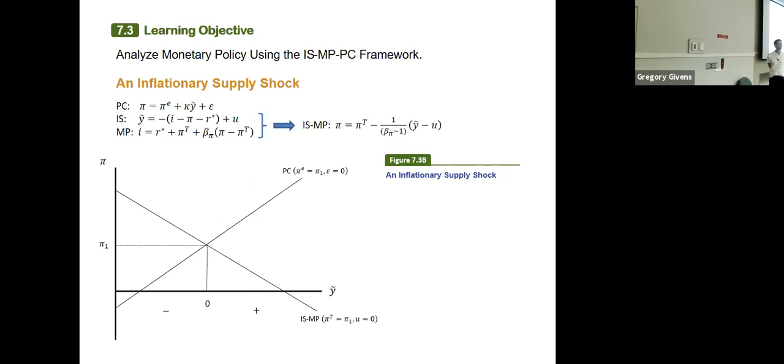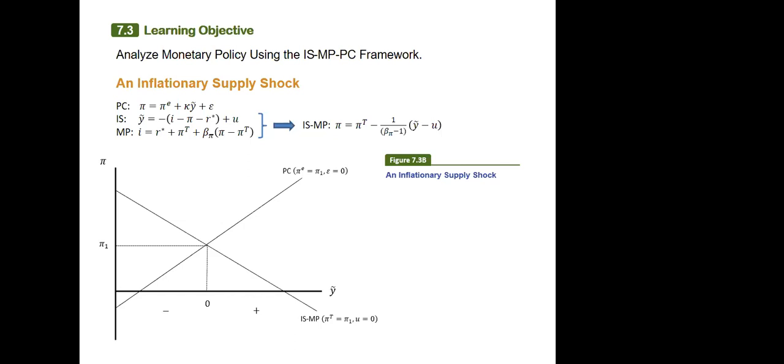Now, what if I told you what happens in the New Keynesian model if there is, let's say, an adverse or inflationary supply shock? Let's say that there is some disruption in the oil markets. There is a war that breaks out in the Middle East somewhere. And so that puts upward pressure on prices, independent of marginal costs and the output gap. How does that affect the business cycle in the New Keynesian model? So let's go through the steps. Before we go through the math, let's just analyze it graphically. Does it affect the Phillips curve or the ISMP curve?